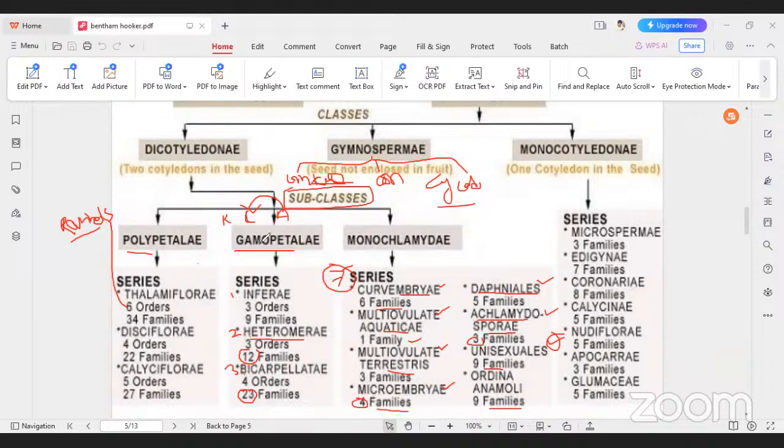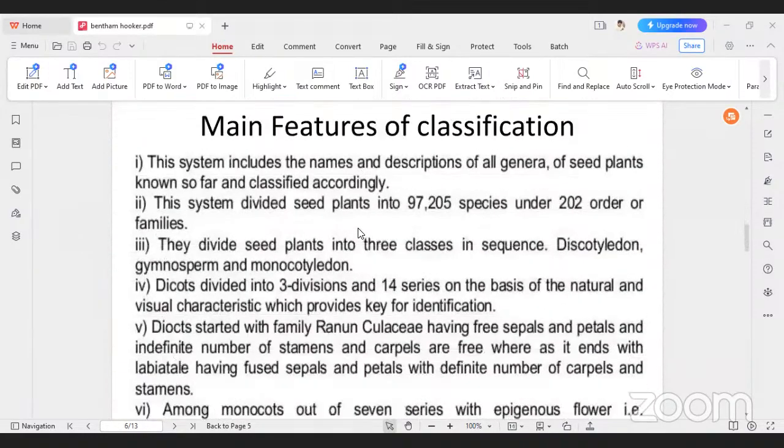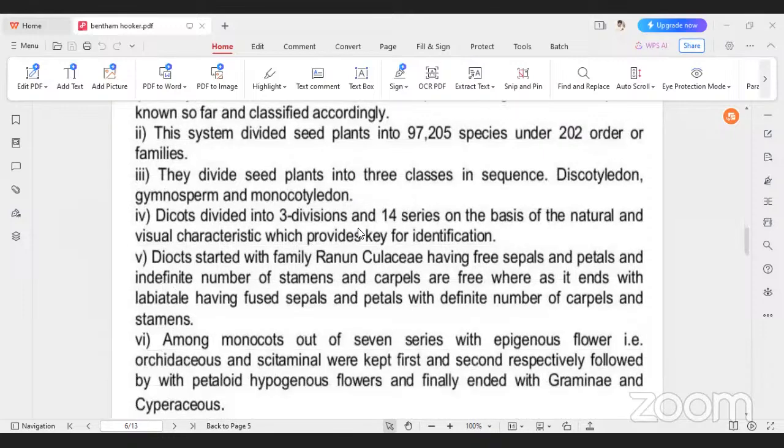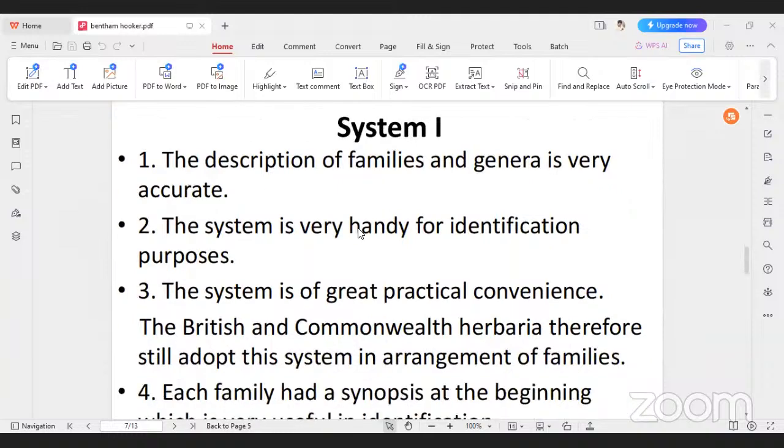So this is the Bentham-Hooker classification. From the examination point of view, just draw this flow chart and write the merits and demerits. Let's see the merits and demerits of this Bentham-Hooker classification. The main features are already discussed. Let's see the merits of the Bentham and Hooker system of classification.